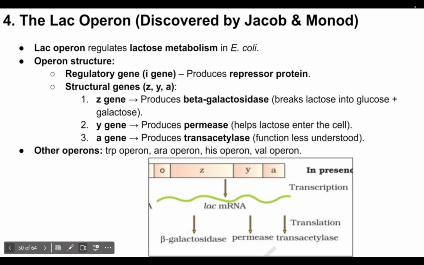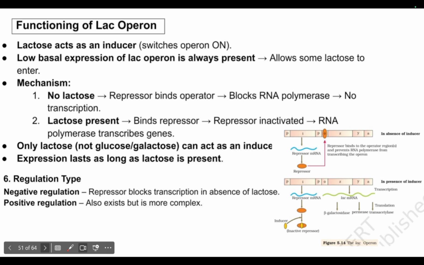Apart from the lac operon, there are many other types of operon like tryptophan operon, arginine operon, histidine operon, valine operon. So we will study only the lac operon in detail. Now this is a diagrammatic representation of how the Z gene is coding for the enzyme beta galactosidase, Y for permease and A for transacetylase. In the lac operon, lactose acts as the inducer which switches on the operon.